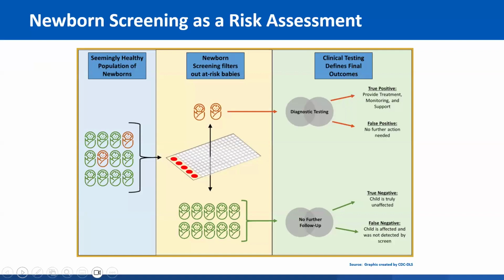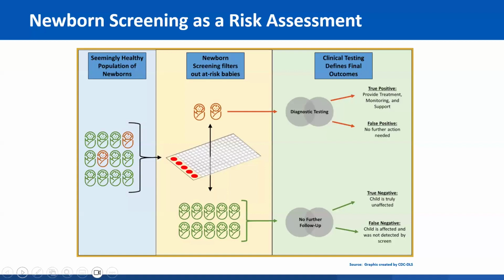Next slide. This schematic illustrates that newborn screening, even with the use of molecular testing, is still really only a risk assessment. On the left, we start with a seemingly healthy population of newborns, and using a filter paper matrix and examining a number of biochemical and molecular analytes or biomarkers relevant to disease, we separate out those that are at higher risk for having one of the screened disorders, shown in orange, from those who are at lower risk of being affected and who pass through the screen essentially, and these are shown in green.